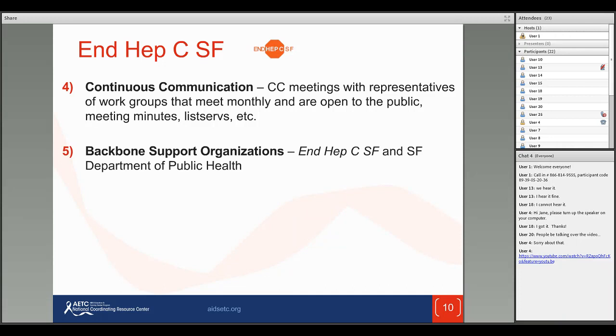Okay, so in this case, there are 2 backbone support organizations that work on End Hep C San Francisco, and that would be the San Francisco Department of Health as well as the initiative itself, End Hep C San Francisco. And as I mentioned, they've done such a tremendous amount of work. It leads me to think that they have been working with a number of these 20 organizations on the partnership for quite some time to be at this stage where they're actually expanding their work outside the jurisdiction of San Francisco. So that's an example of applying the collective impact approach.